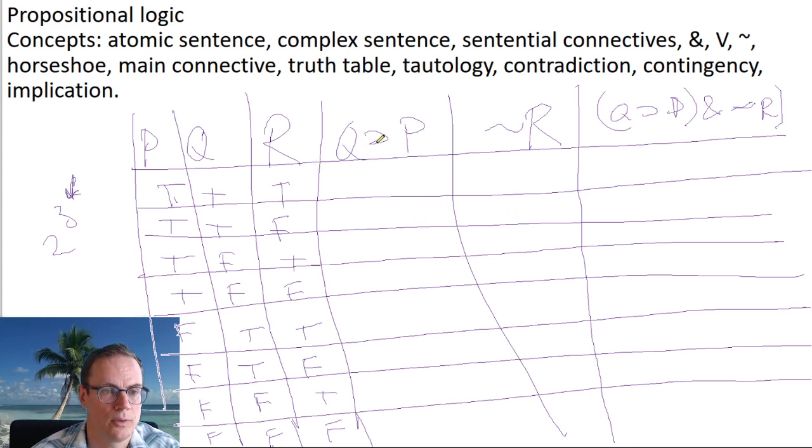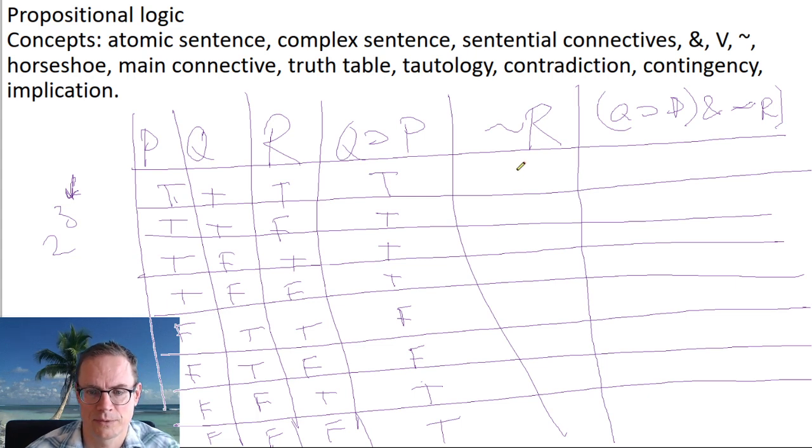Okay, now we first do Q horseshoe P. We want to build up step by step until we get here. All right, Q horseshoe P. Going from truth to truth, true. Going from truth to truth, true. Going from falsehood to truth, true. Going from falsehood to truth, true. Going from truth to falsehood, false. Going from truth to falsehood, false. Going from falsehood to falsehood, true, false, false, true.